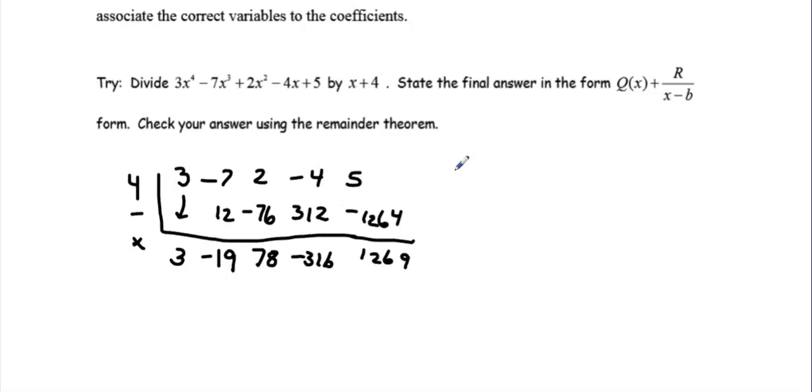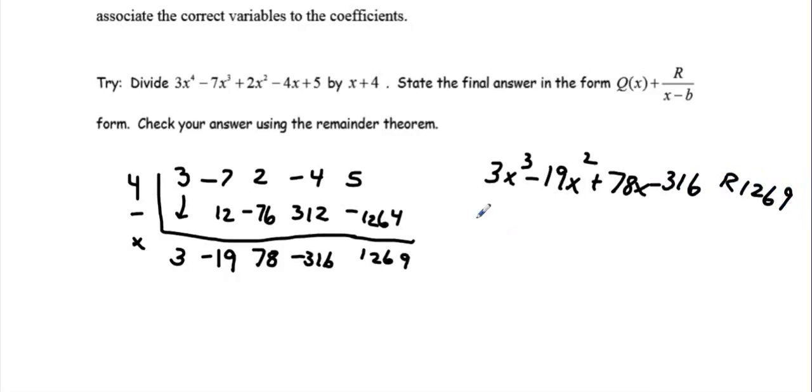Okay, so what does all this mean? This is our quotient here, and we work backwards. This is our remainder. So this is our order 0 term, or our constant term. This is our order 1, this is our order 2, order 3. So this is the coefficient of them all. So this is 3x cubed minus 19x squared plus 78x minus 316, remainder 1269 is our answer.